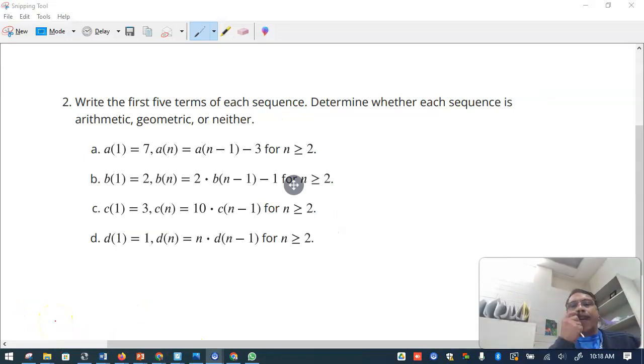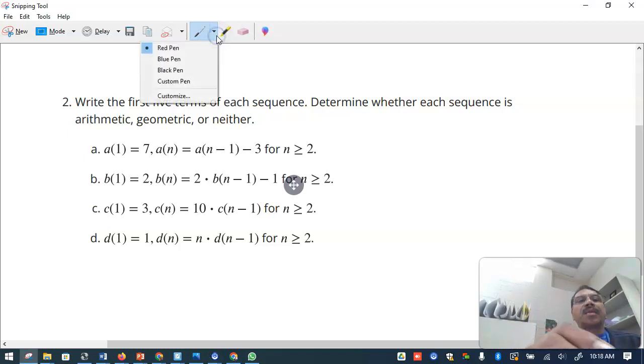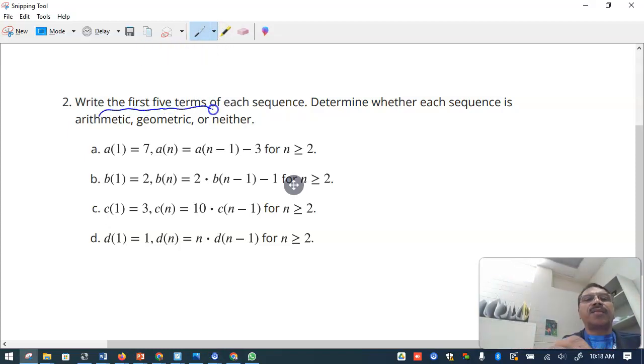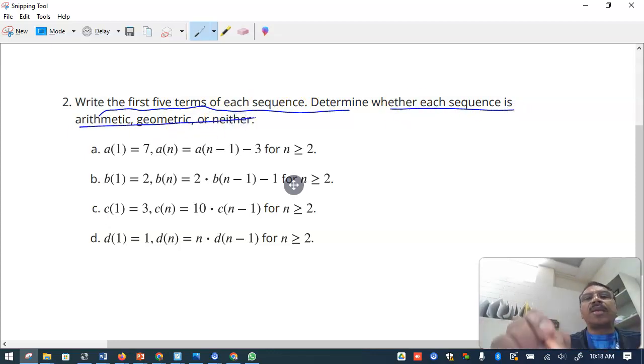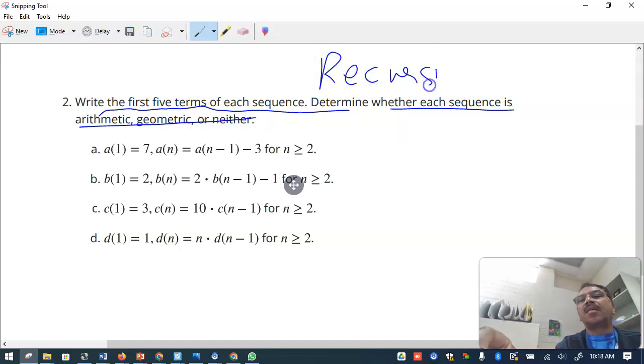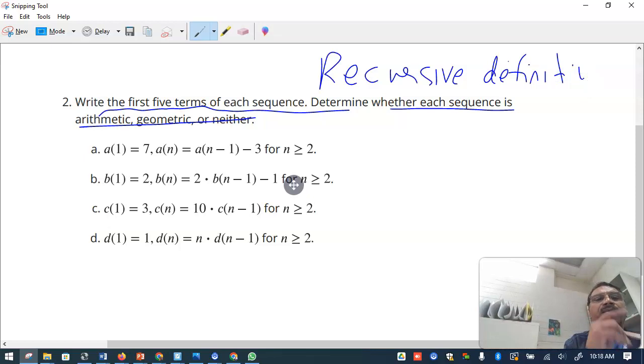Okay, in this problem number 2, the question asks: write the first 5 terms of each sequence and state whether each sequence is the same. So again, this time each of these examples gives us a recursive definition or recursive formula. Let's begin with the first one.